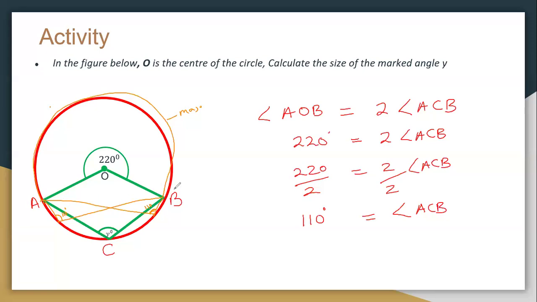Even if they had drawn it in this format, where this is 220 and you see something very small, and they tell you the angle here, still, since it is coming from the major arc AB, at any point they meet, this angle will still be 110 degrees.